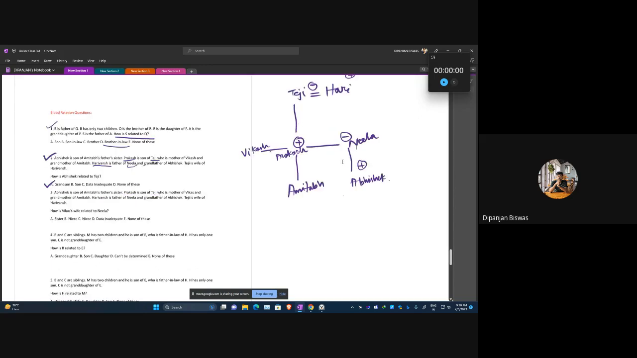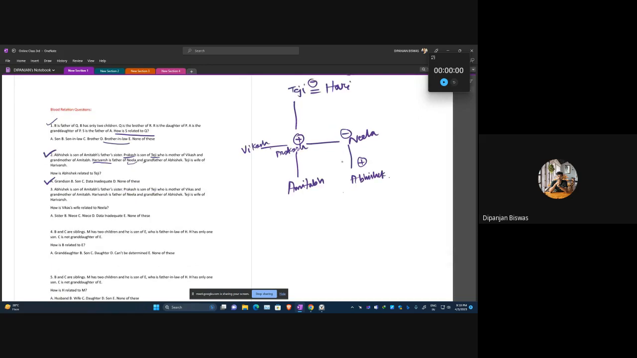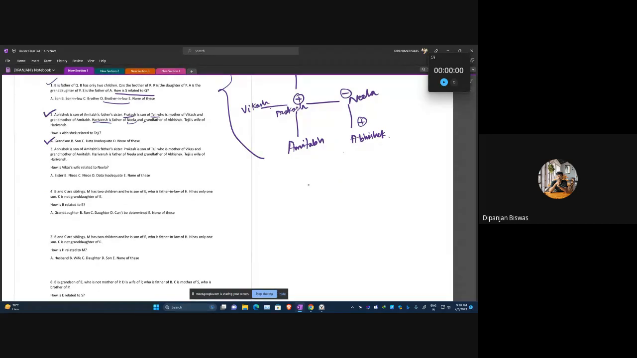So we have the whole blood relation. How is Abhishek related to Teji? Abhishek is a male person, so Abhishek should be the grandson. It was a right answer. Grandson should be the answer. Again, you shouldn't be taking this much time. I'm just showing you things. Try to solve the question number. Let us take 4. Try to solve question number 4.